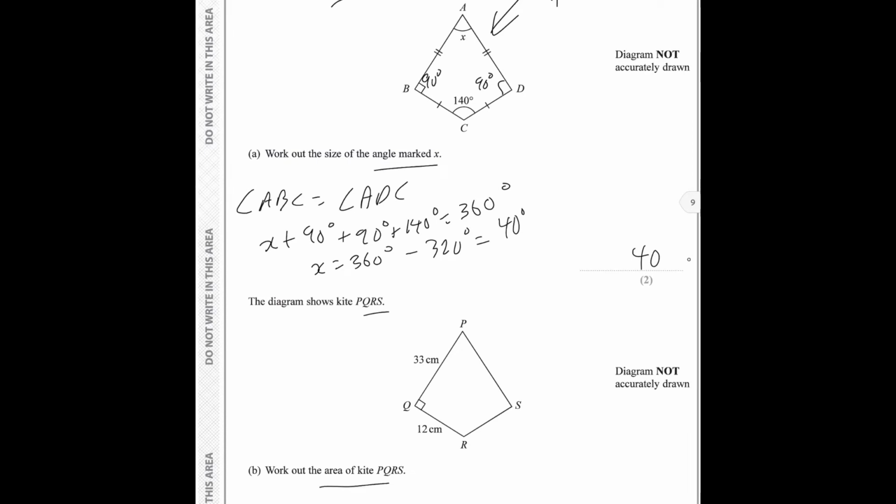Now the diagram shows a kite PQRS as well. Work out the area of the kite PQRS.